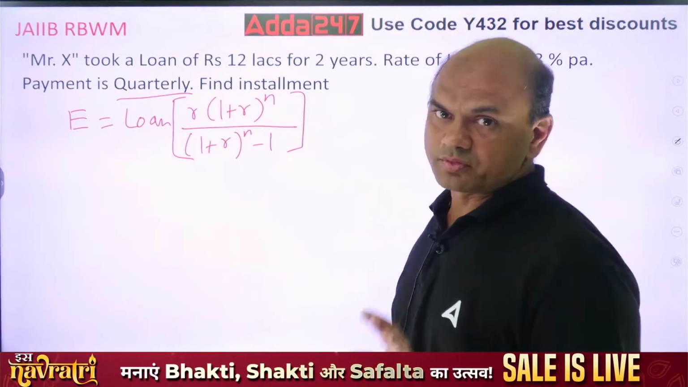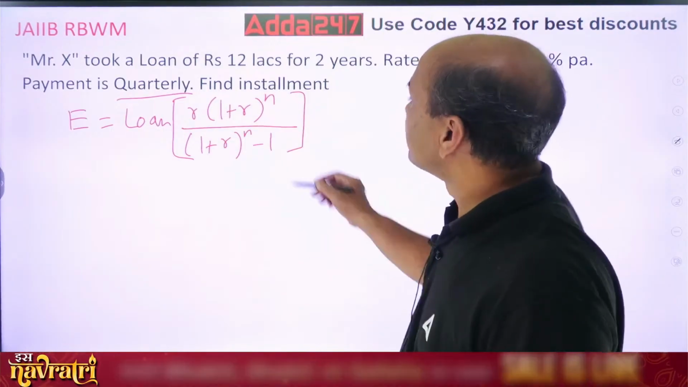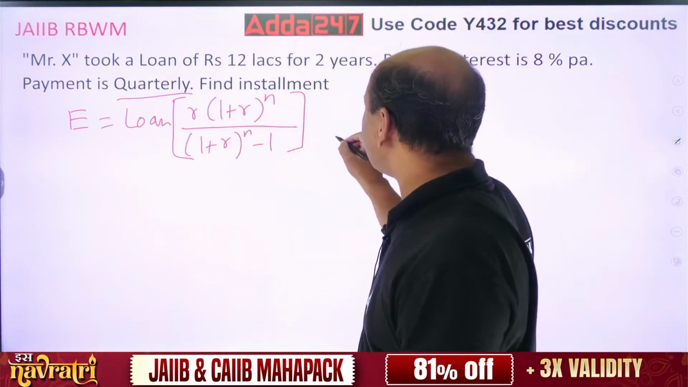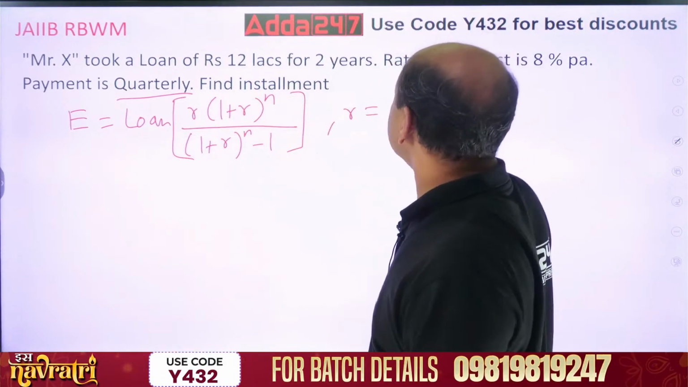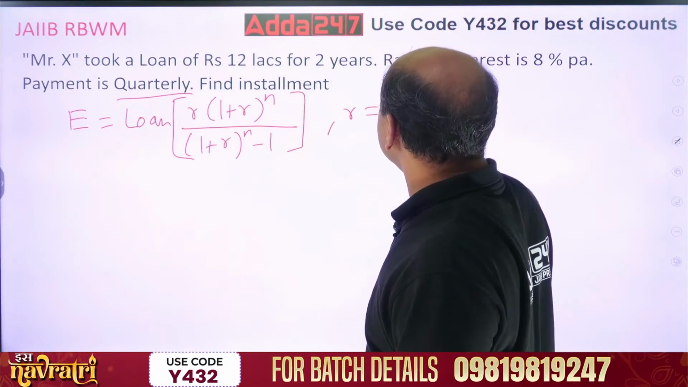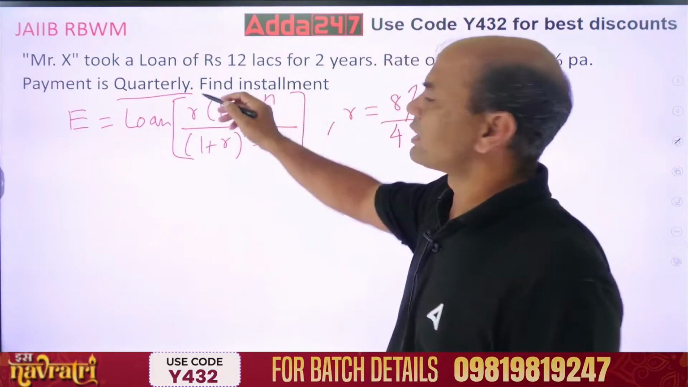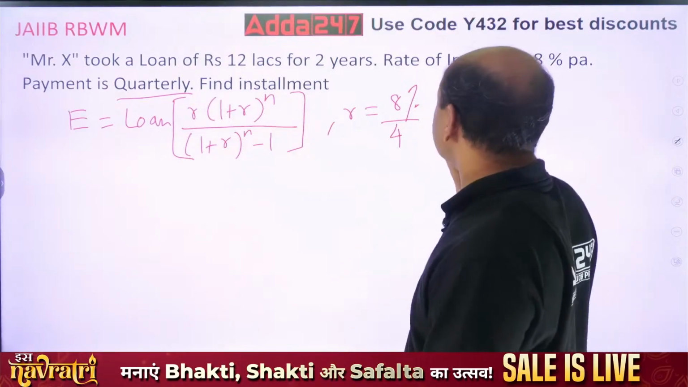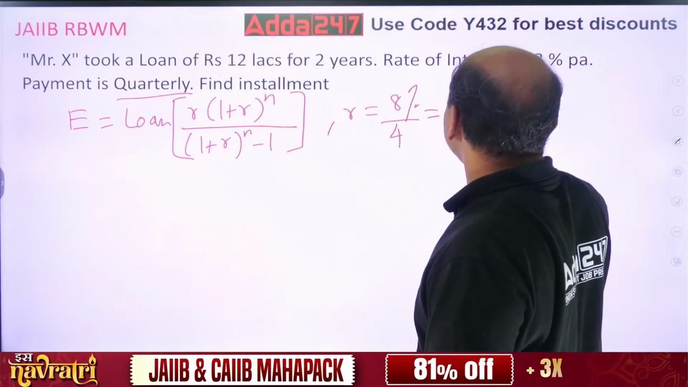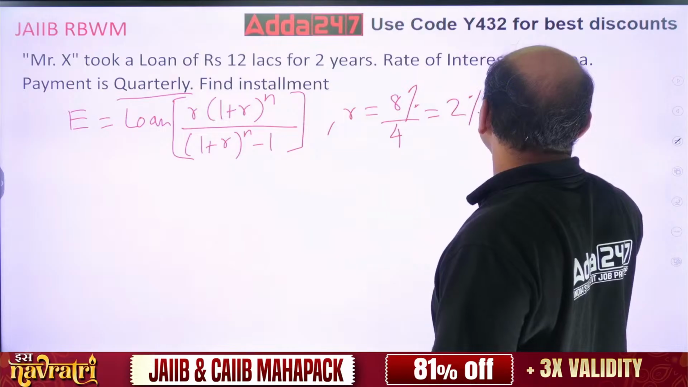Now here what you have to focus on is, you have to pay quarterly. So your R will be whatever is given, R 8%. So 8% divided by 4, quarterly. So R will be equal to 2 over here, 2%, or you can write it 0.02.